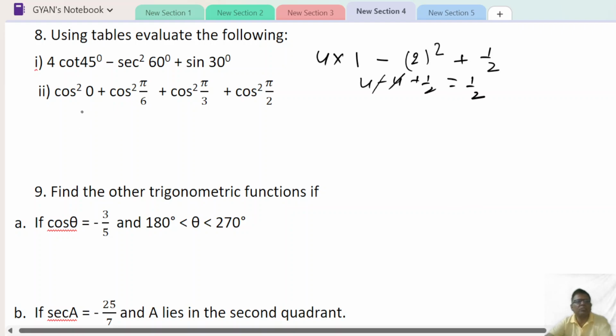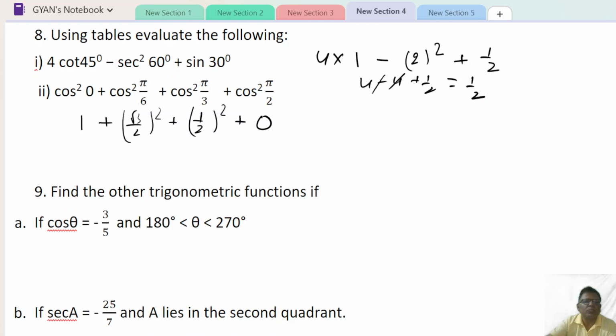Now this one: cos 0 degree is 1. So this will be 1. Cos 30 degree is root 3 by 2, then root 3 by 2 square. Cos 60 degree is half, then half square. Cos 90 degree is 0. So this becomes 1 plus 3 by 4 plus 1 by 4. So 3 by 4 plus 1 by 4 is again 1. 1 plus 1 is 2. So the answer is 2.